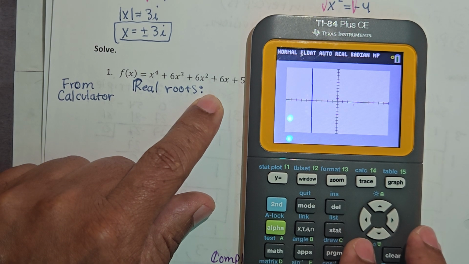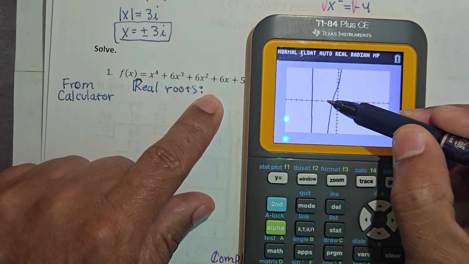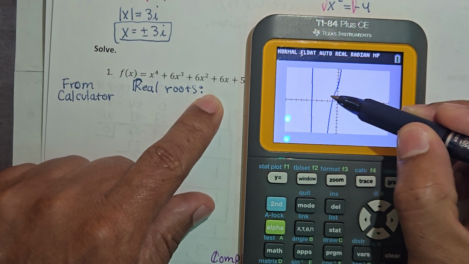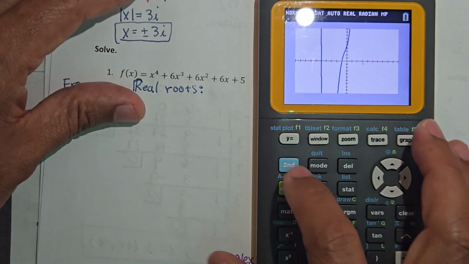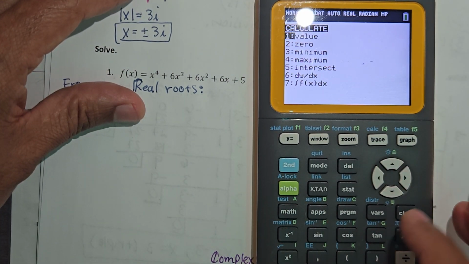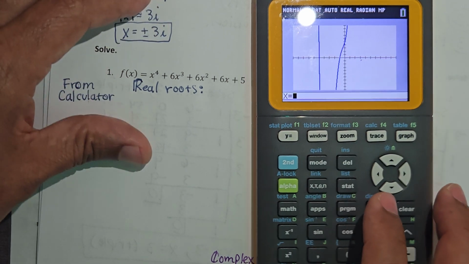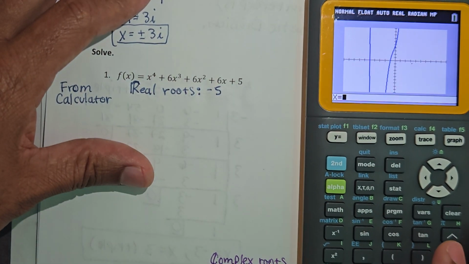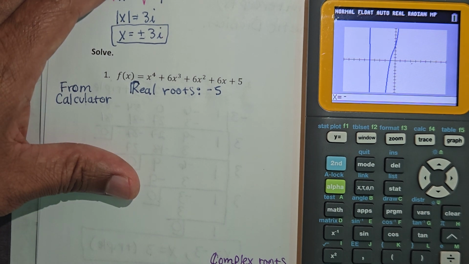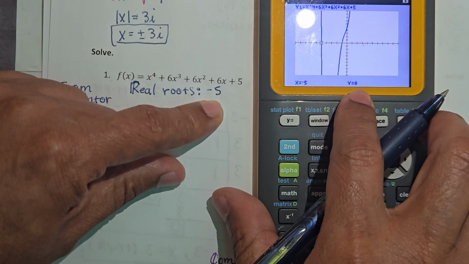And when I graph it, I'm going to pay attention to where I see the graph crossing the x-axis. So we see the graph crossing the x-axis at negative 5 and negative 1. So we have real roots, and we can actually verify these roots. I'm going to press second trace, and then value. I want to check when x is negative 5, to see if that gives me 0 for y. So negative 5, I'm going to enter that here, and it gives me 0 for y. So that means this solution is a real solution.